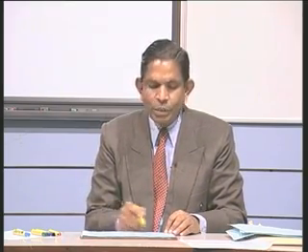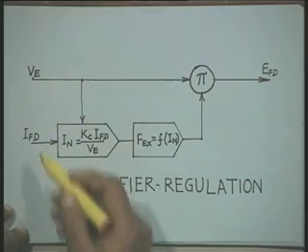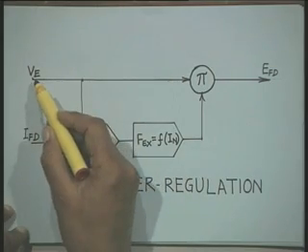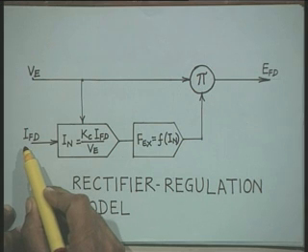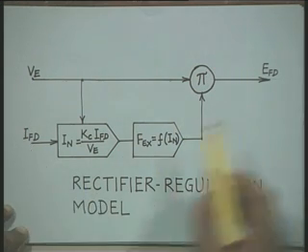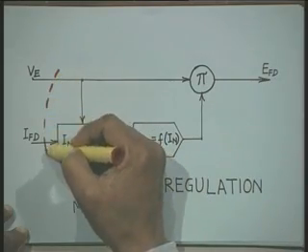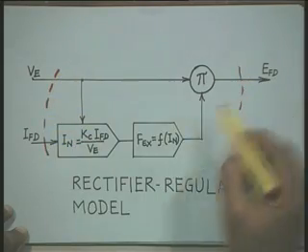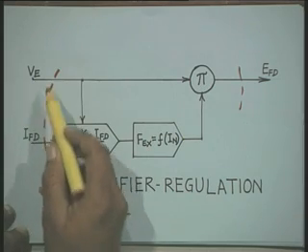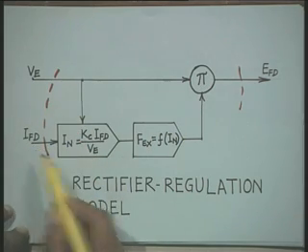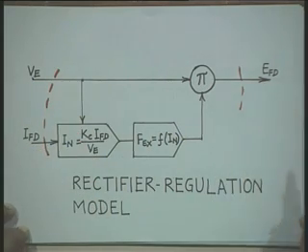Another very important component of this AC excitation system model is the rectifier regulation model. In this rectifier regulation model, again the input is Ve and field current Ifd, the output is Efd. Therefore, again I will be showing this as an input output model, showing this Ve as the input, Ifd as the input, and Efd as the output.